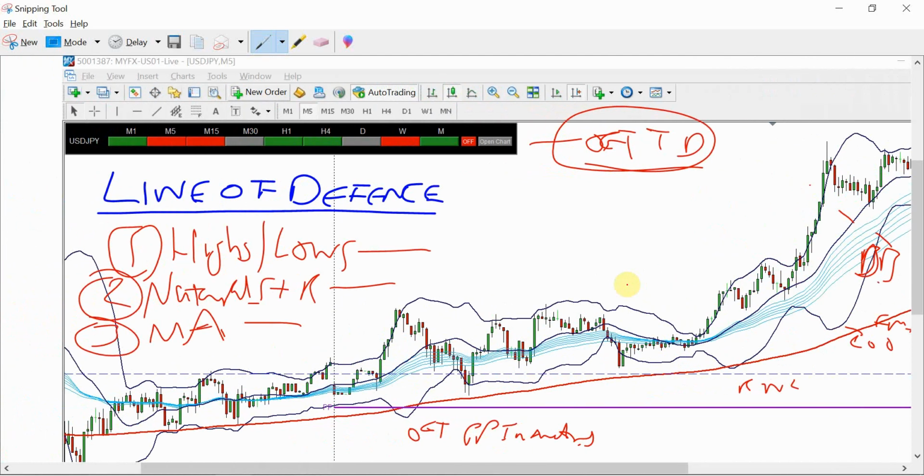Oh yeah, and sorry, I've also got these other EMAs inside here, which I'll also link to in the description. They are the Daryl Guppy GMMA, long-term moving average MAs, which just give you another clear direction of which way the trend is going.